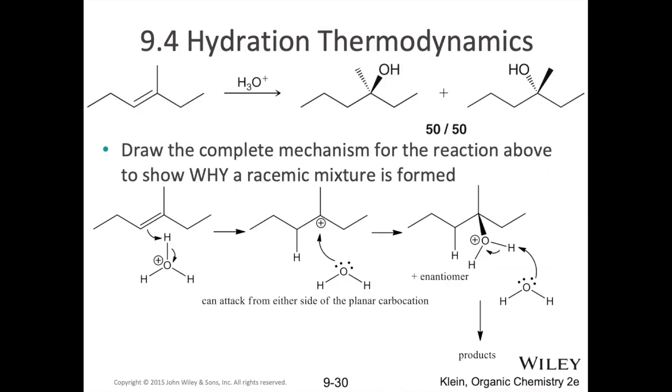So just as a reminder, here's the full mechanism of the formation of this product, and here's that trigonal planar carbocation I mentioned. Okay, so when your water molecule comes in to eventually form your alcohol group, it attacks either side of that carbocation, and therefore you get the enantiomer as well as the molecule shown over here. Okay, so by the way, if you're ever drawing these mechanisms out and you don't want to have to draw both enantiomers, it's understandable if you just say plus enantiomer.